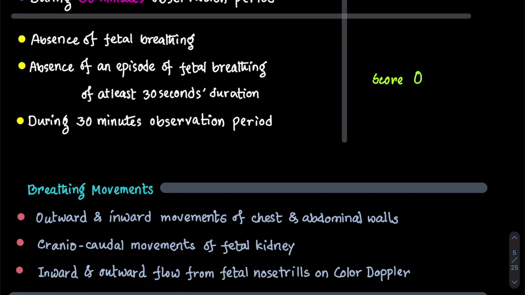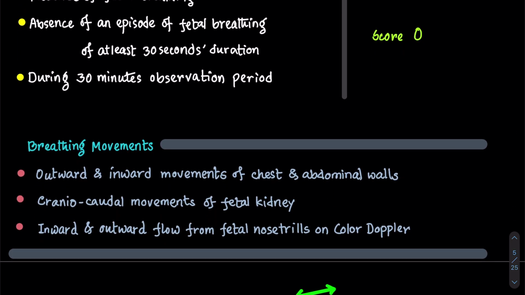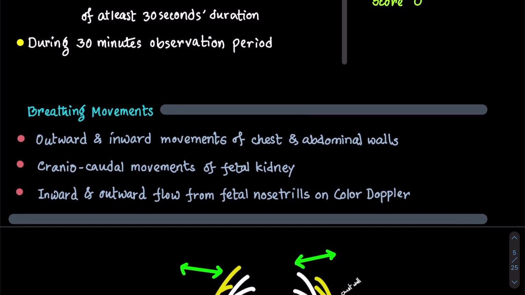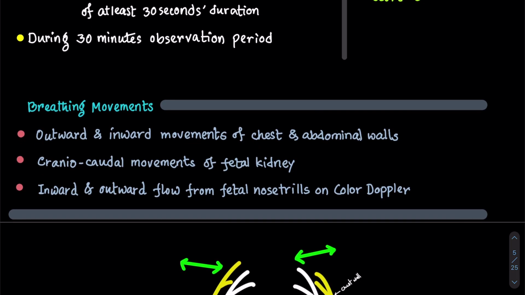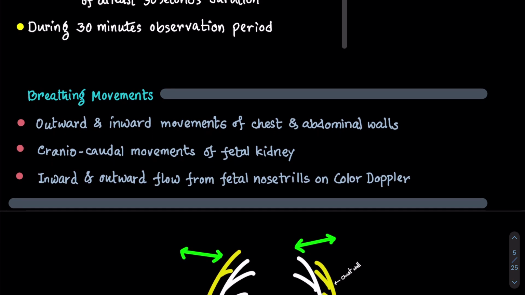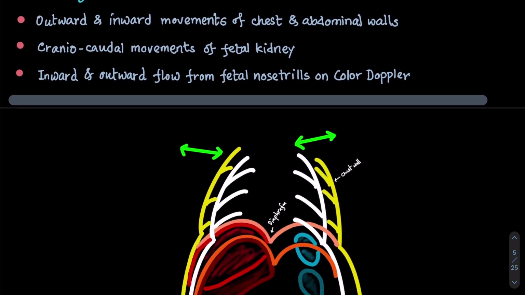Now, how to see these breathing movements? There are several techniques for that. You can check the outward and inward movements of the chest and abdominal walls, craniocaudal movements of the fetal kidneys, and outward and inward flow from the fetal nose, putting color Doppler over there.